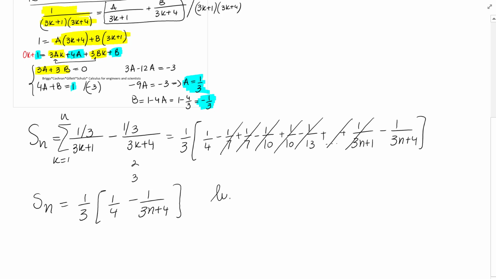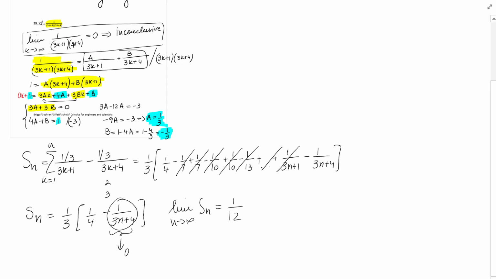When we calculate the limit as n approaches infinity of S sub n, we get 1 over 12, because this quantity approaches 0 as n approaches infinity. So what happened? We just proved, using the partial sums and the partial fractions, that our series converges to 1 over 12.